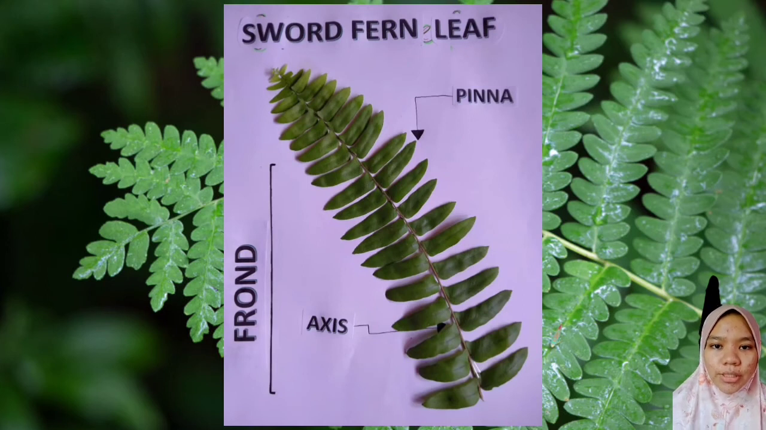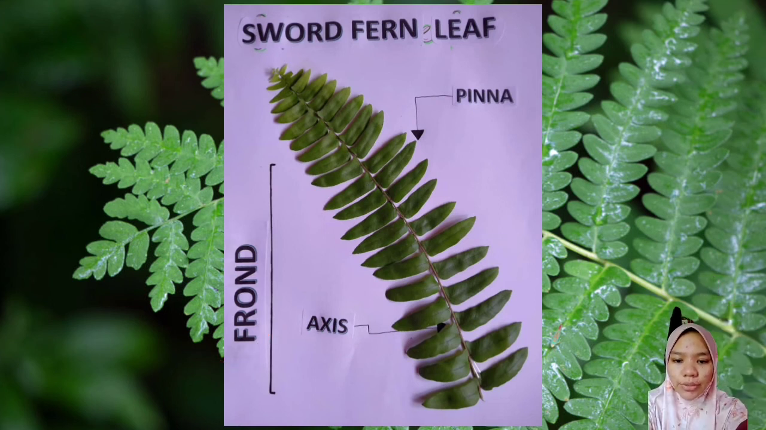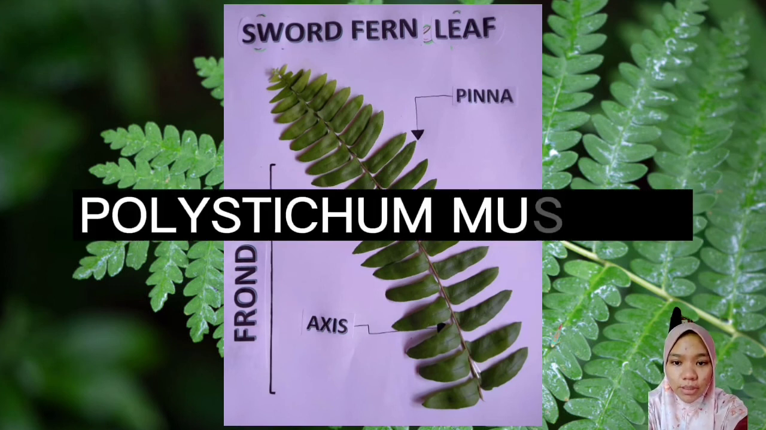This is our model for fern. As you can see here, the megaphylls of ferns are large pinnate leaves called fronds. This is one of the species, the sword fern species. The specific name is Polystichum munitum.